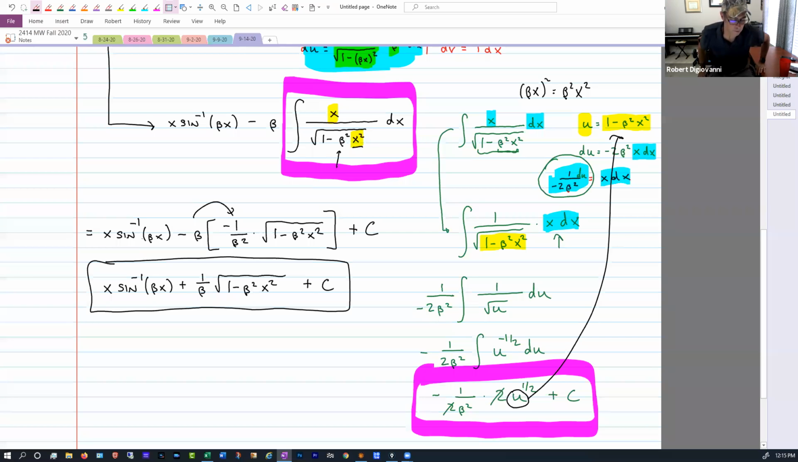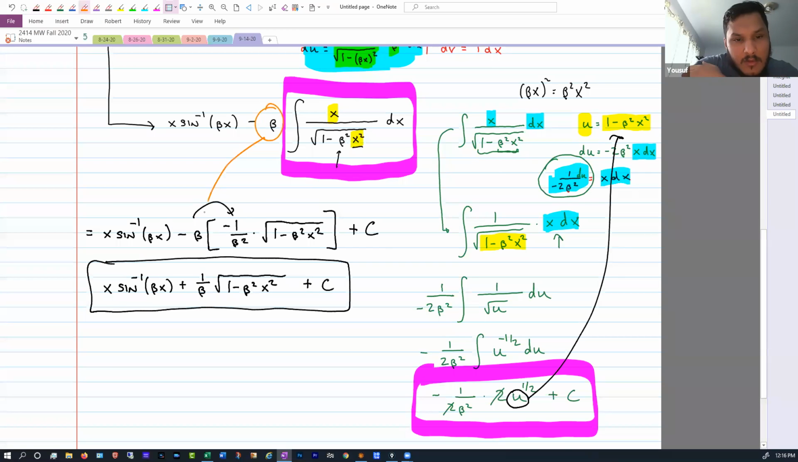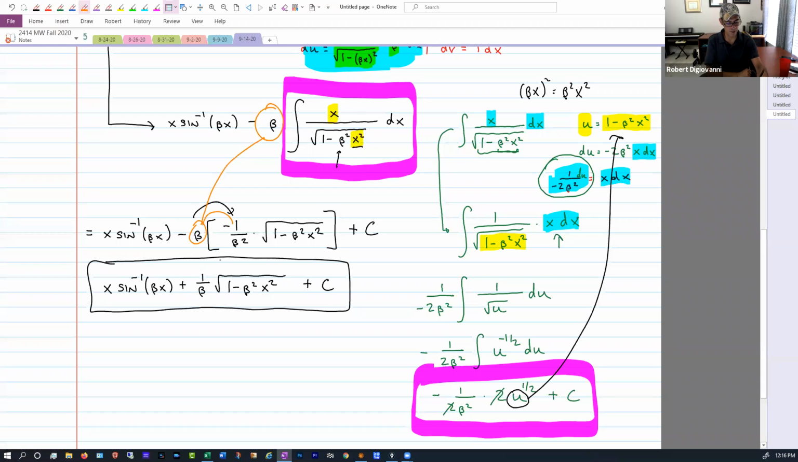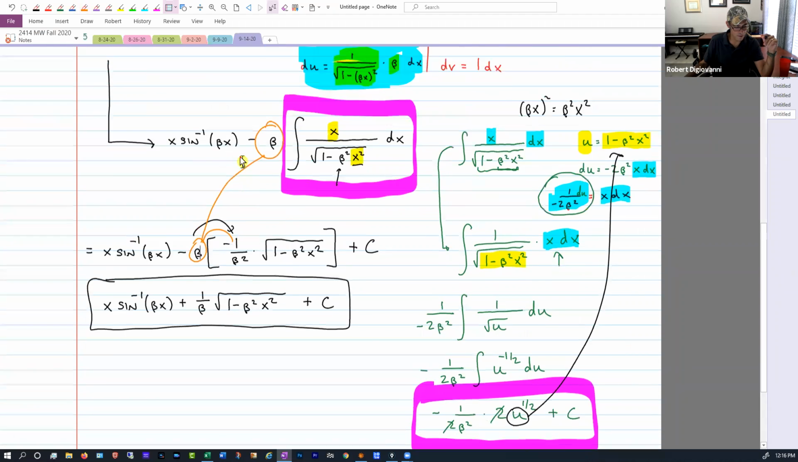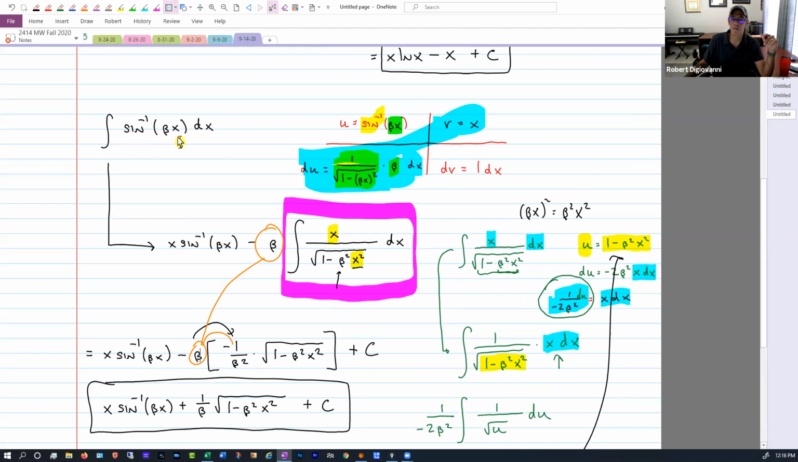What happened to the beta that we pulled out? On which one? Are you talking about this one here? Yes. That is here. Oh, okay. And then it got passed through right there and just killed off one of those betas. There it is. That's the antiderivative of arc sine of beta x.